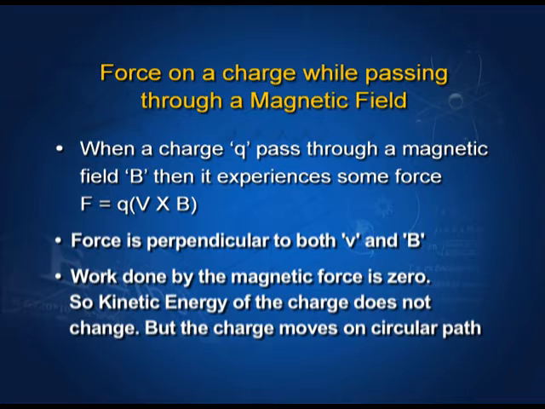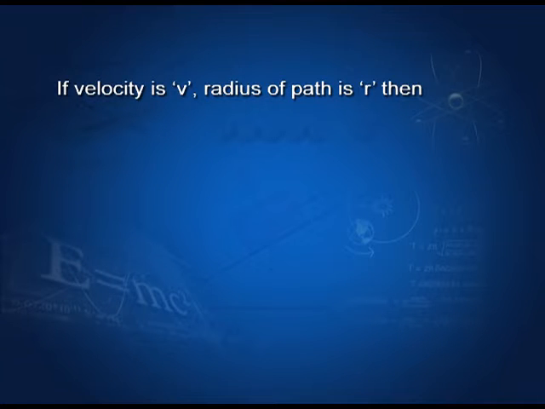However, as the direction of the charged particle is changing, the velocity of the charged particle is changing, and under the action of this force, the charged particle moves on a circular path. If velocity is v and radius of the path is r, it requires the centripetal force mv square upon r, which is balanced by the magnetic force. That means Bqv, the magnetic force, is equal to the centripetal force mv square upon r. That means velocity v equals Bqr upon m.